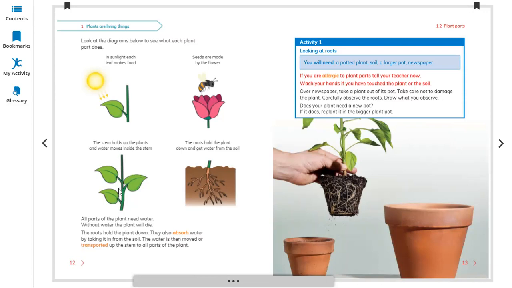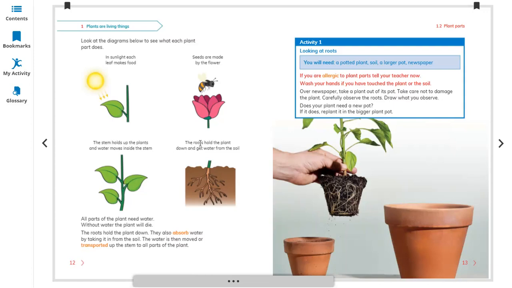What about the stem? This one, the longer, taller one. The stem holds up the plant. Obviously, the plant is standing on the ground, straight. It's not fallen to the left or right side. So it's held by the stem. The stem holds up the plant, water moves inside the stem, and water is also transferred from the stem to the other parts of the plant.